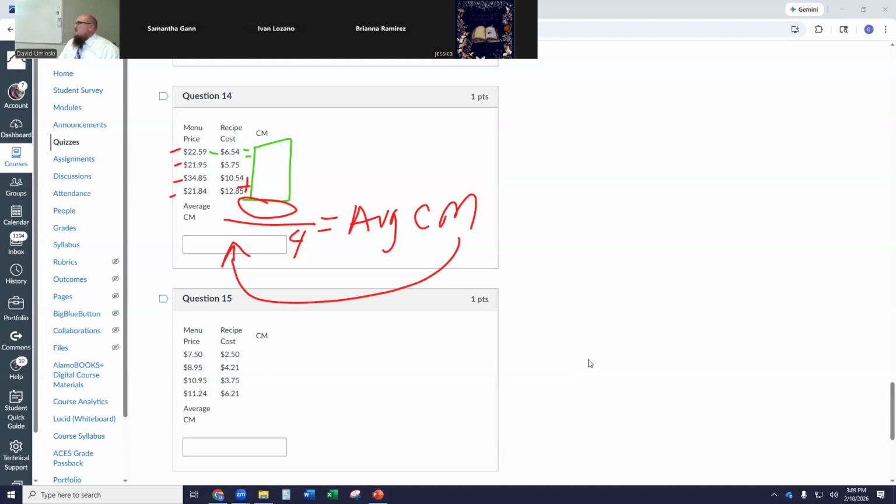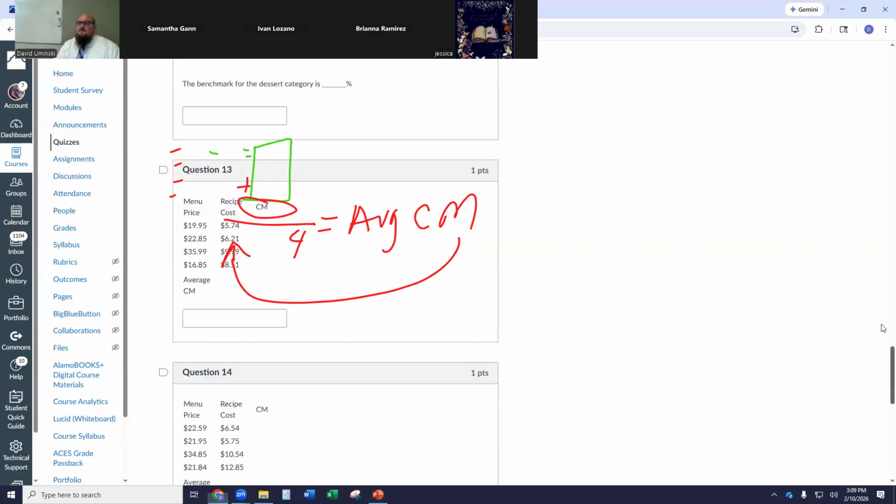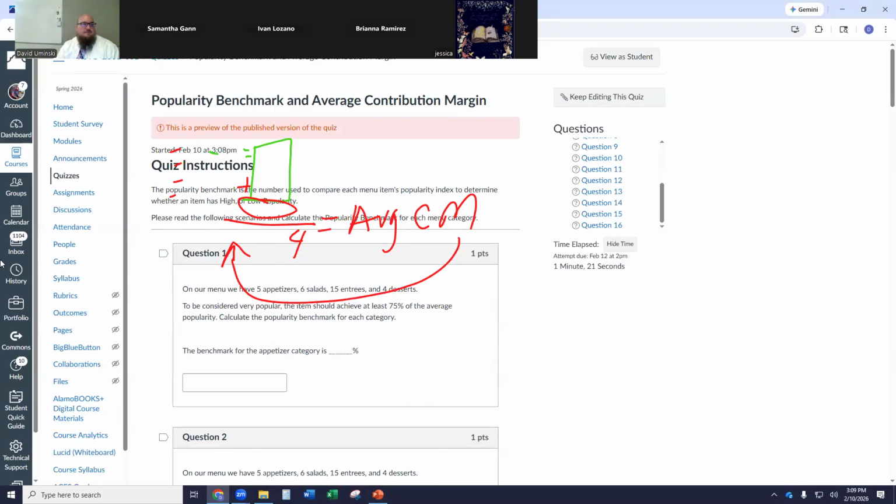Okay. Questions about that? That's questions 13, 14, 15, 16. Those last 4 are contribution margin. Now 1 through 12. Let's take a look.